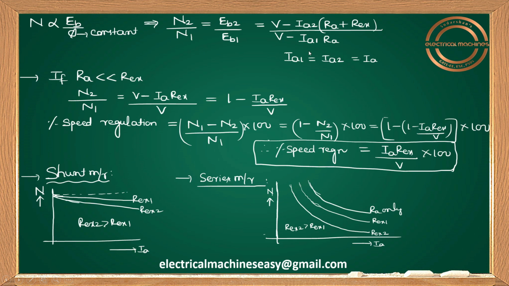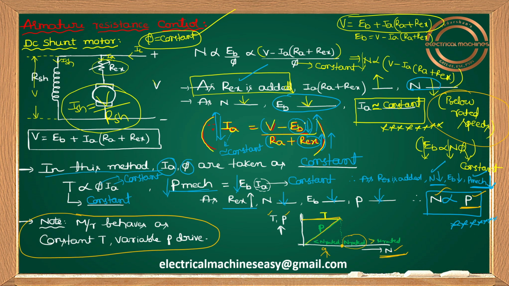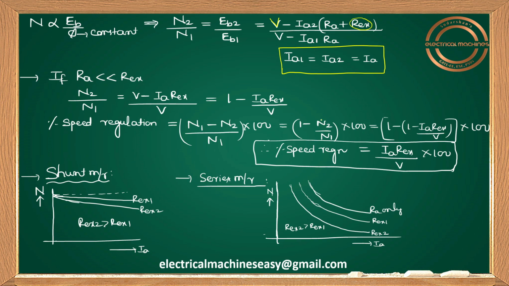After adding Rex, please see here. EB2 means V minus IA2 times RA plus Rex, after adding Rex. Next, EB1 is V minus IA1 RA, without adding Rex. And I already told you one thing: IA1 equals IA2 equals IA. Please see, this is a very, very important point. So in the armature resistance control method, you can take the IA value as approximately constant.